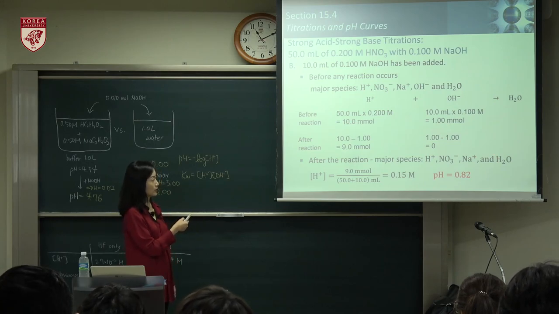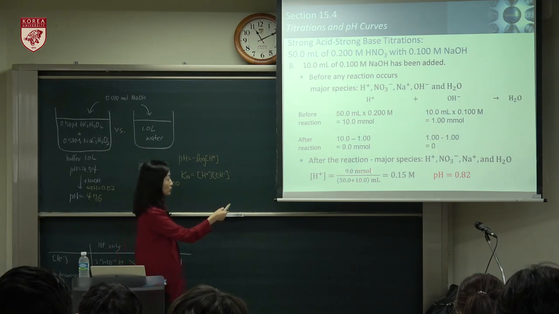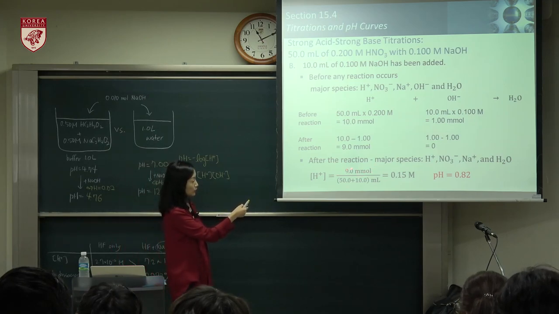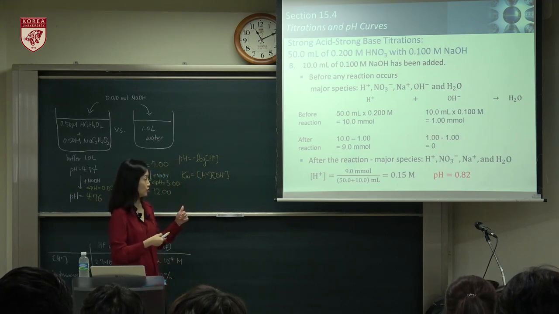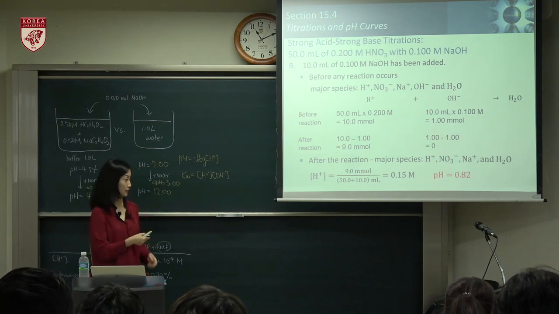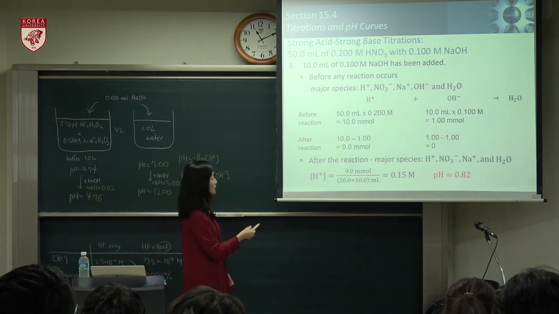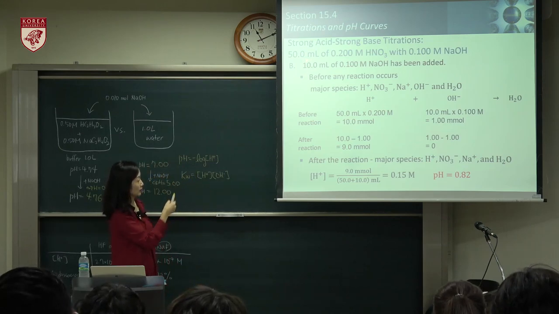What is the concentration of H plus then? We know the moles: we have 9.0 millimoles of H plus, and the concentration is moles per liter, or millimoles per milliliter, and the total volume is 50.0 milliliters plus the added volume.